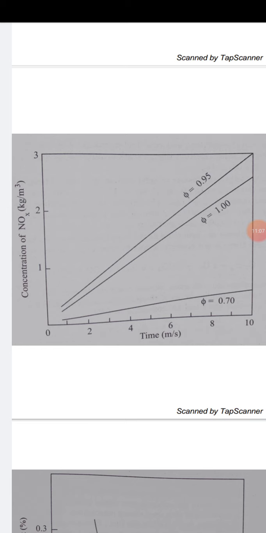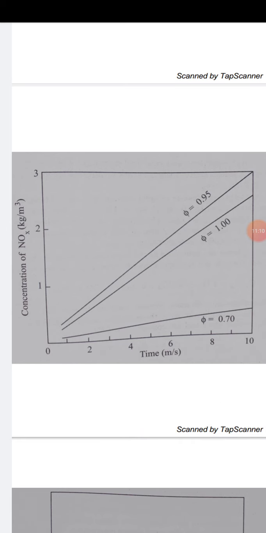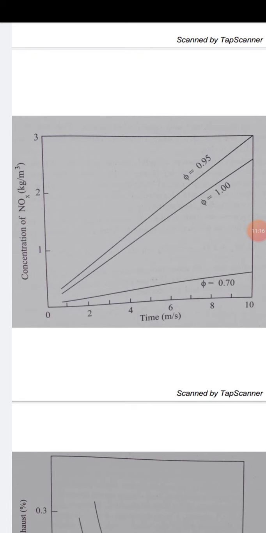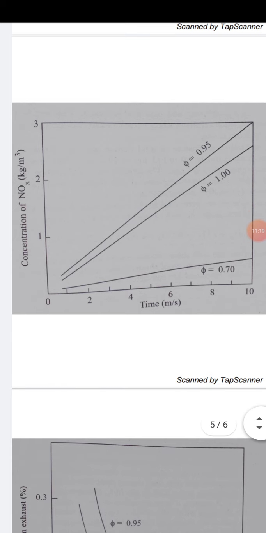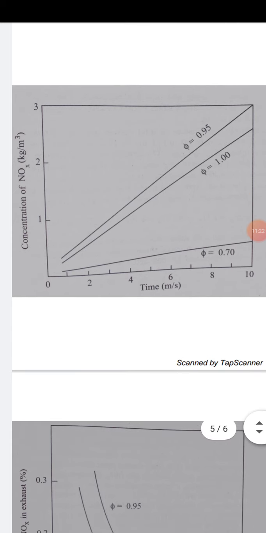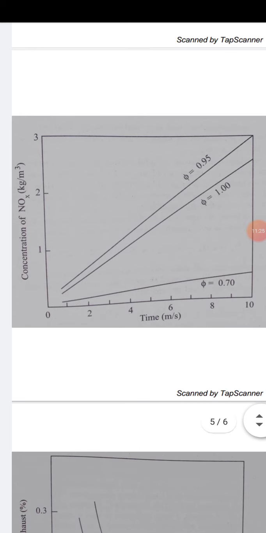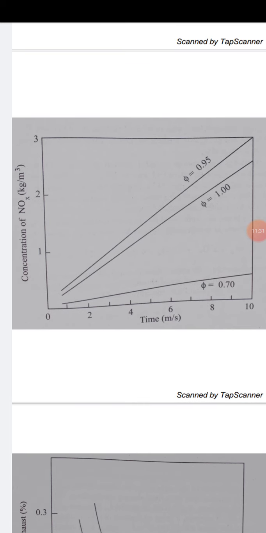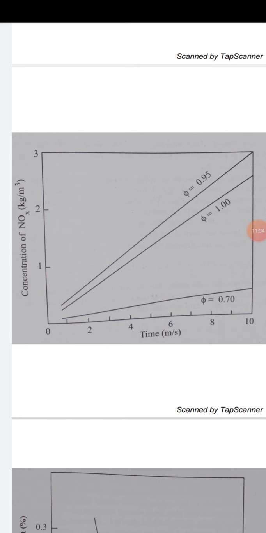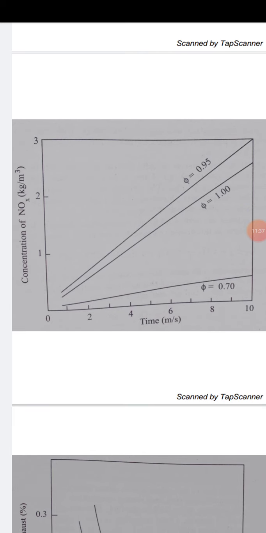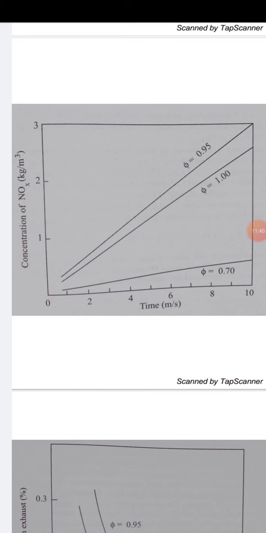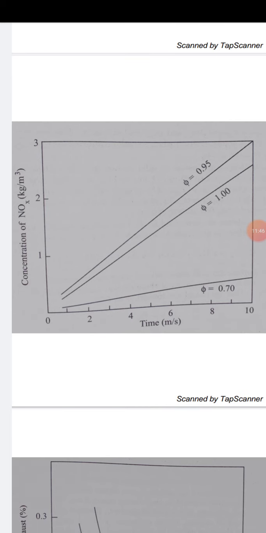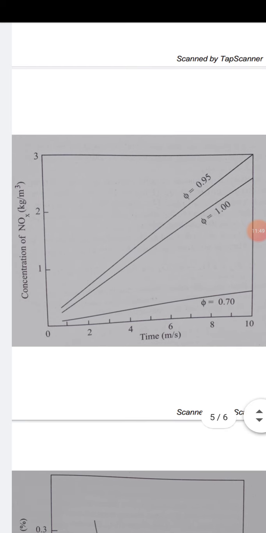Phi is 1 means that the equivalence ratio is the stoichiometric ratio, because the equivalence ratio is the ratio of the stoichiometric air fuel ratio to the actual air fuel ratio. So if the equivalence ratio is exactly 1, that means the fuel is using the stoichiometric air fuel ratio, that is 14.7:1, and the maximum flame temperature occurs at the stoichiometric air fuel ratio also.